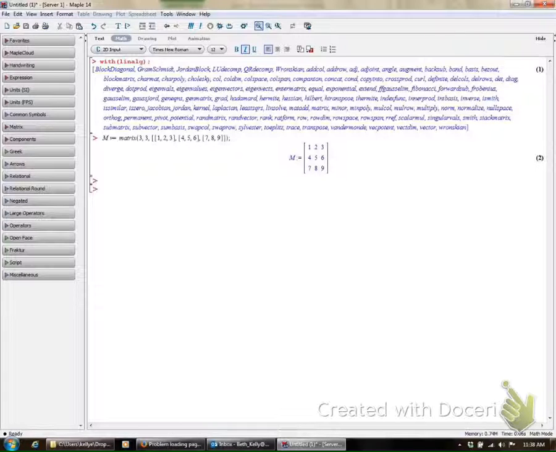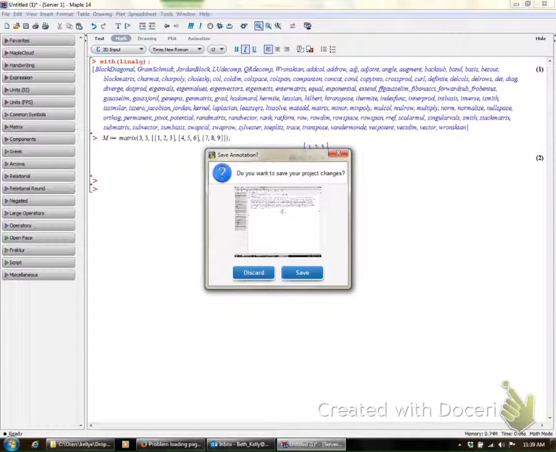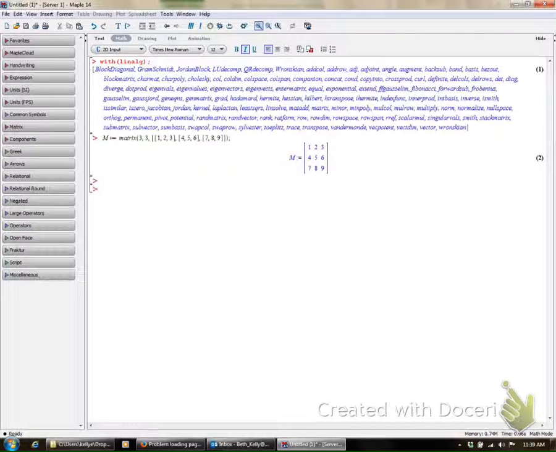And then if I just wanted to get the eigenvalues, I can just type Eigenvalues of M, and there they are. There are 3 eigenvalues. The first one is 0, which means that this is a singular matrix. And then here are my other 2, which are irrational numbers.